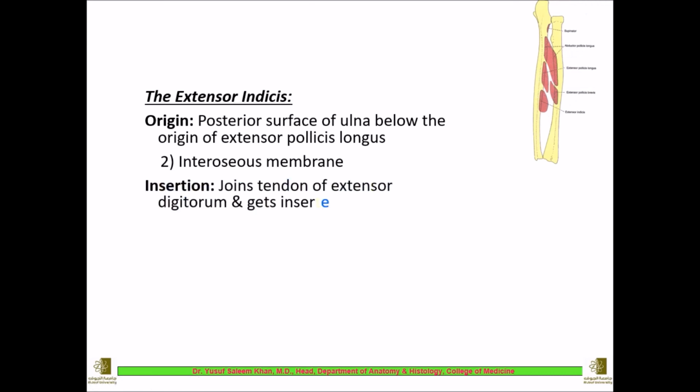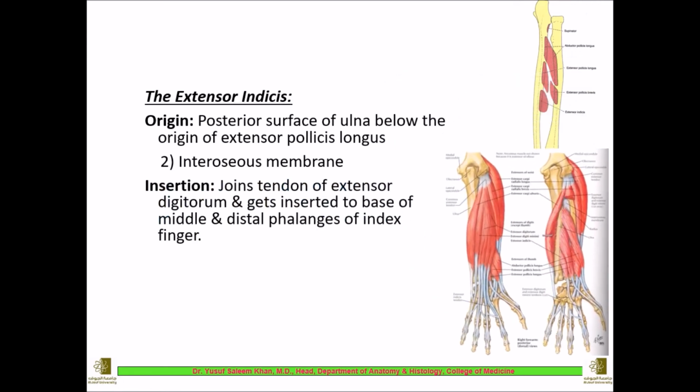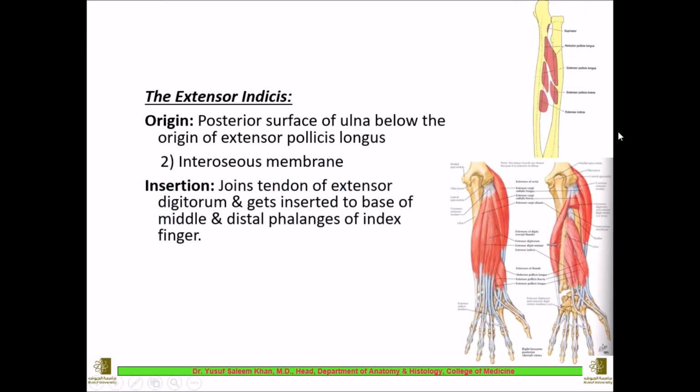The insertion of this muscle is into the index finger through the extensor digitorum. That's why it is called extensor indicis, because it is going to the index finger. Okay, so it joins the tendon of the extensor digitorum. This is the extensor digitorum. Among these four digits, slips will be coming from the extensor digitorum. So one of the slips will be going to the index finger.